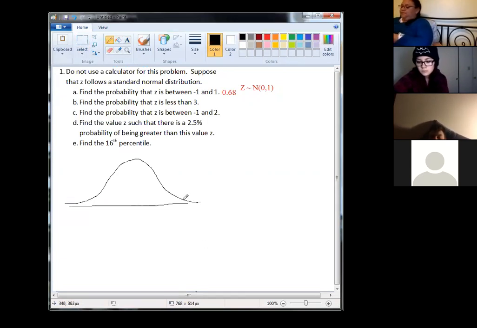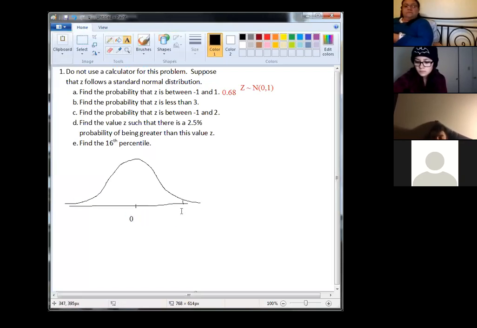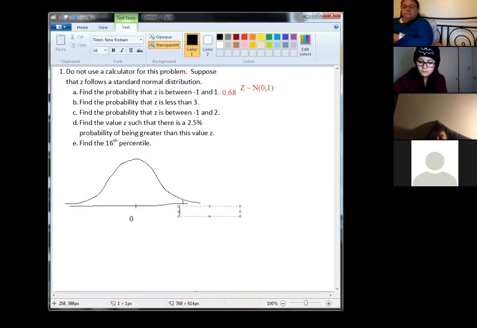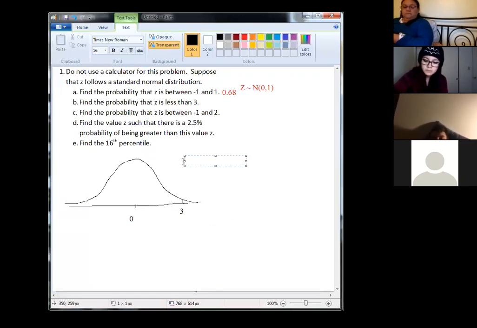And now we're less than 3. 3 is way over here. I'm also going to put in the center. It's always good to put the center. And there's 0. Here's 3. And the key on this one, we want the probability that Z is less than 3.